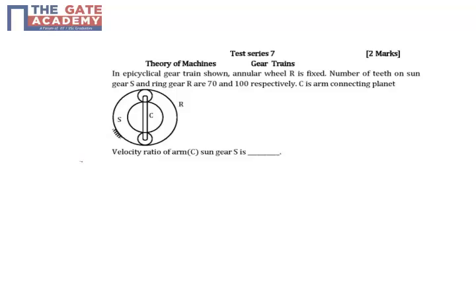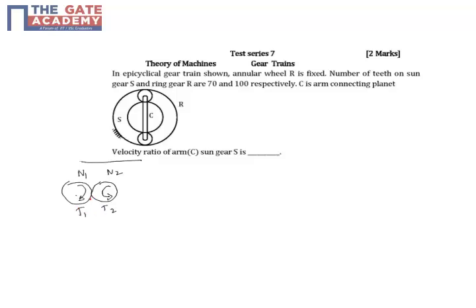Okay, so let's discuss a question on the epicyclic gear train. We will do this by the table method. But before going to the table method, let's understand one thing. If you have two gears and their axes are fixed, and this one is moving with speed N1 and this moves with speed N2, angular velocities, and their teeth are T1 and T2.